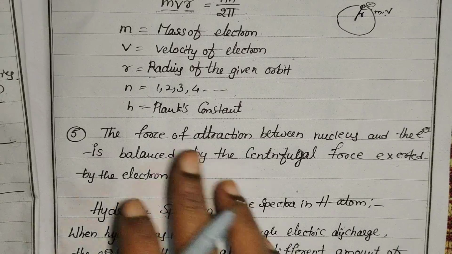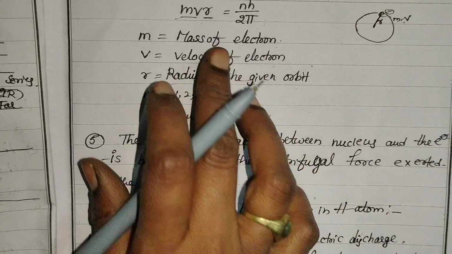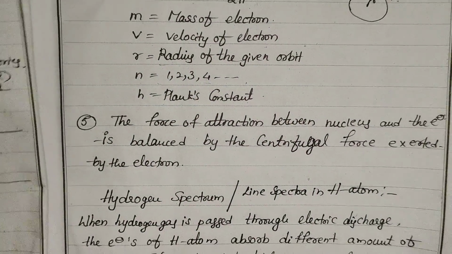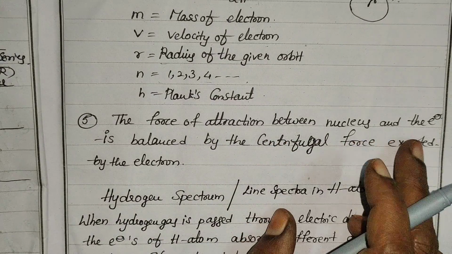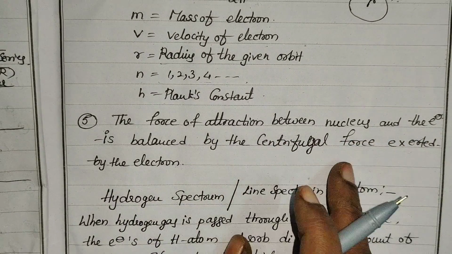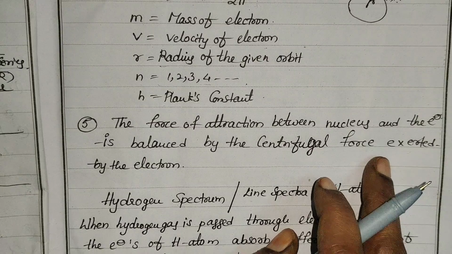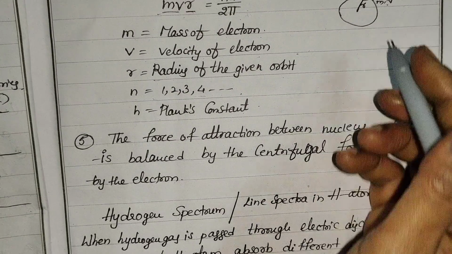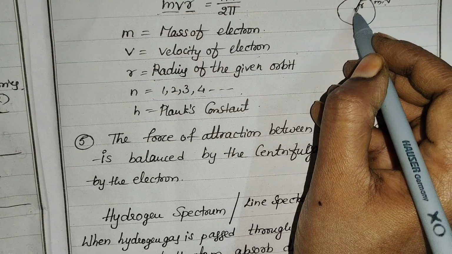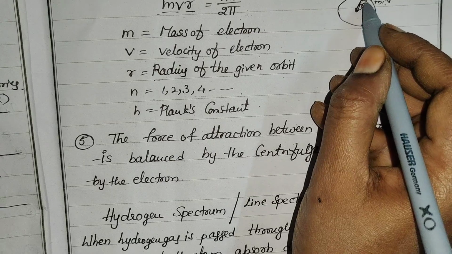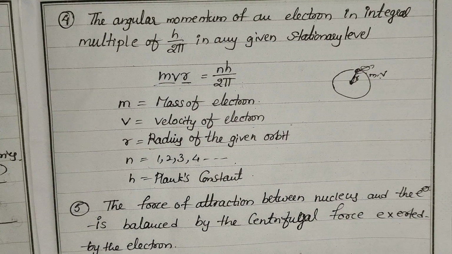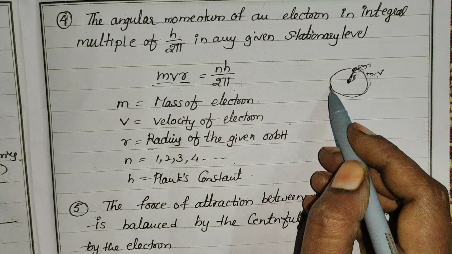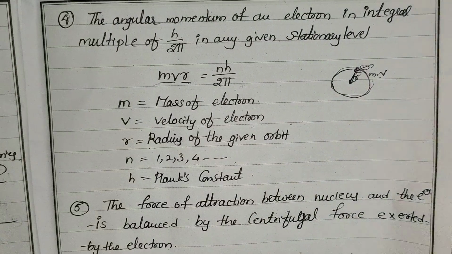Okay, the force of attraction. Next point after angular momentum, you have to write how it is stable. The force of attraction between the nucleus and the electron is balanced by the centrifugal force exerted by the electron. Centrifugal force and centripetal force are there. When both are equal, it must be stable. Okay, so this is the fifth point.